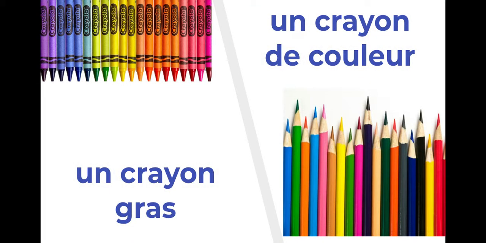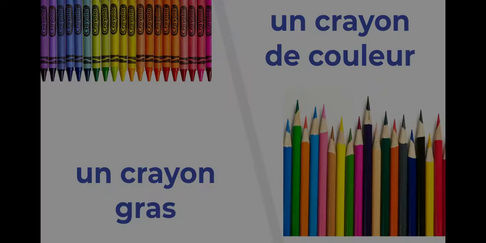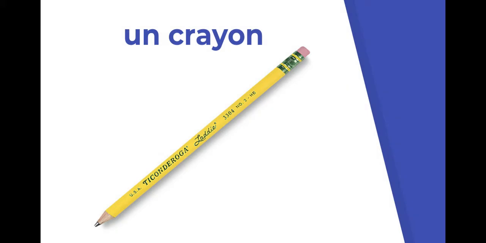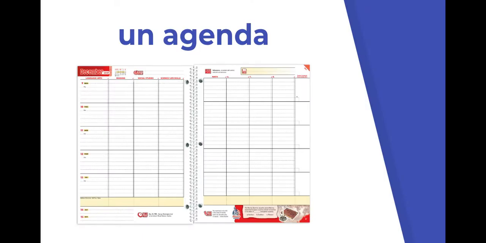Okay, un crayon de couleur is our colored pencil. Un crayon gras is a crayon. For those of you who are wondering, because I know you saw crayon and thought of the Crayola crayons, just a normal crayon is a pencil. Okay, an agenda is our planner. It's where we write down our agenda or what we're doing.